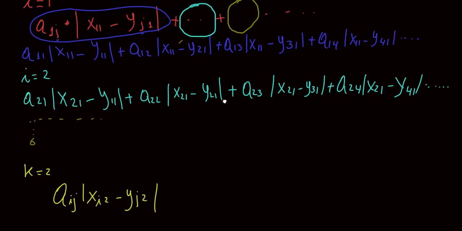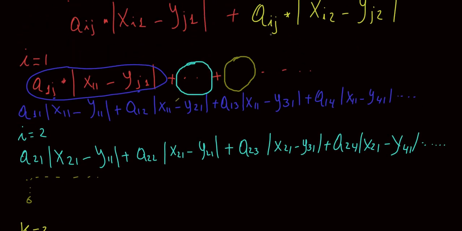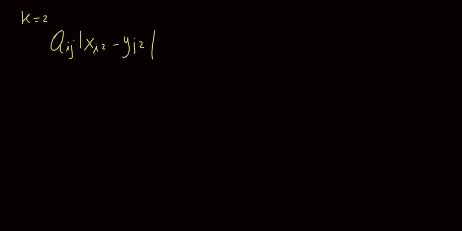Let me do this expansion here. The yellow part looks like this for k equal to 2, remember. For k equal to 2, the yellow part looks like this: aij absolute value xi2 minus yj2. So let's try to expand this. Essentially this is the same as you can see here: xij times xi2 minus yj2.